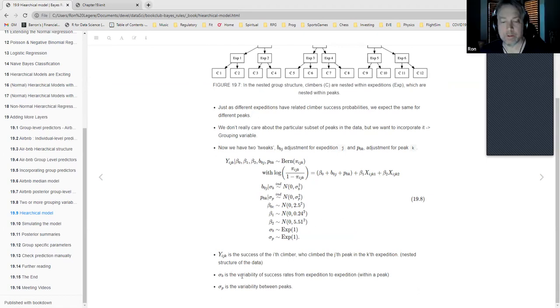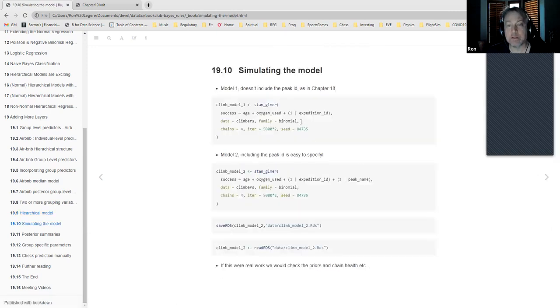Okay, just to point this out, there are two variabilities now. There's a variability in success rate, sigma b, from expedition to expedition within a peak, and then there's a variability between peaks. So we have two sources of variability now. Before we had just the one. To simulate the model again, here's model one that didn't include the peak ID, and then to add the peak ID, you just add it on. It's relatively straightforward again.